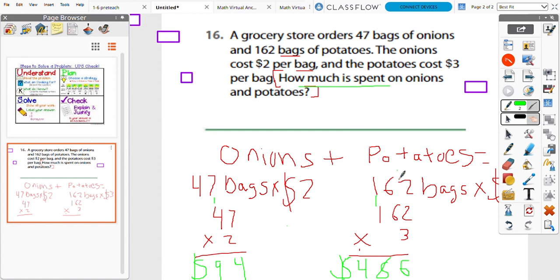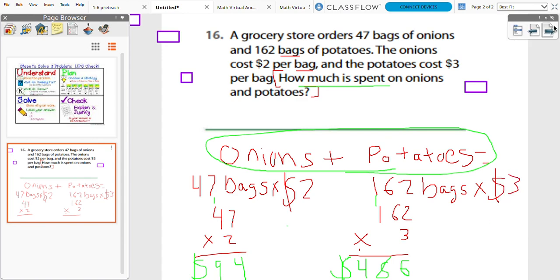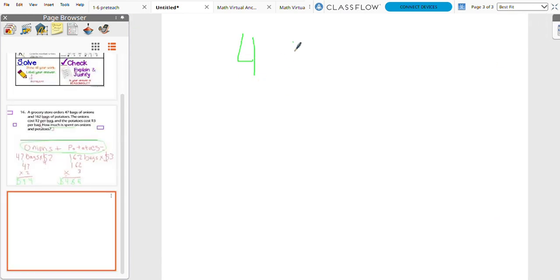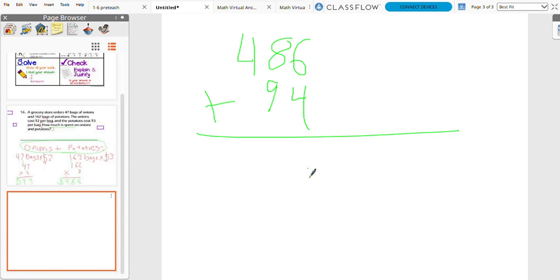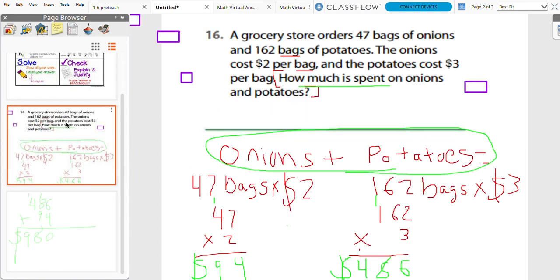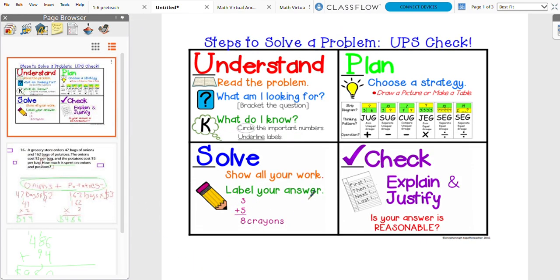Wrong. Remember, we looked back at the very beginning before we looked at numbers and we said onions and potatoes. So I need to add 486 plus 94. I'm going to do that on the next one. 486 plus 94. 6 plus 4 is 10. 9 plus 9 is 18. 4 plus 4 is 8, plus 1 is 9. $980. So that is solved.